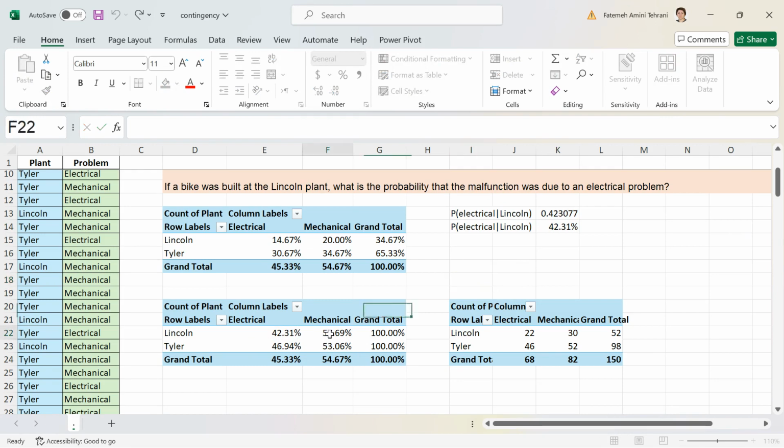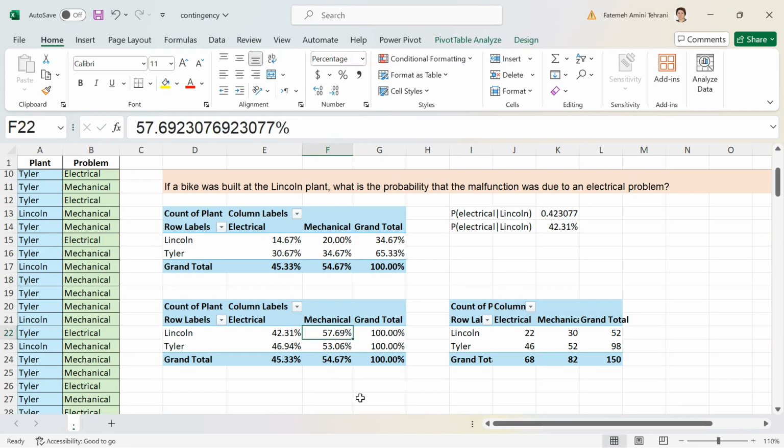For example, this number 57.69% is P of mechanical if the bike was built in Lincoln plant. What about 46.94%? 46.94% is the probability of electrical if the bike was built in Tyler plant. 53.06% is the probability that the malfunction was due to a mechanical problem if the bike was built at Tyler.